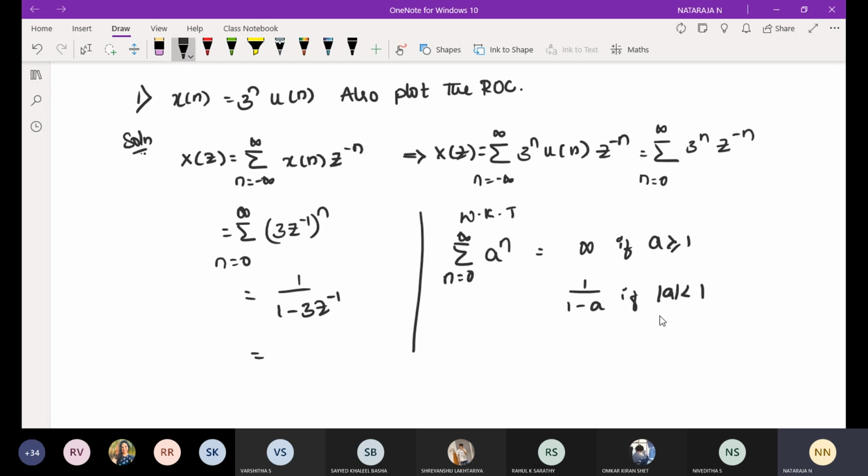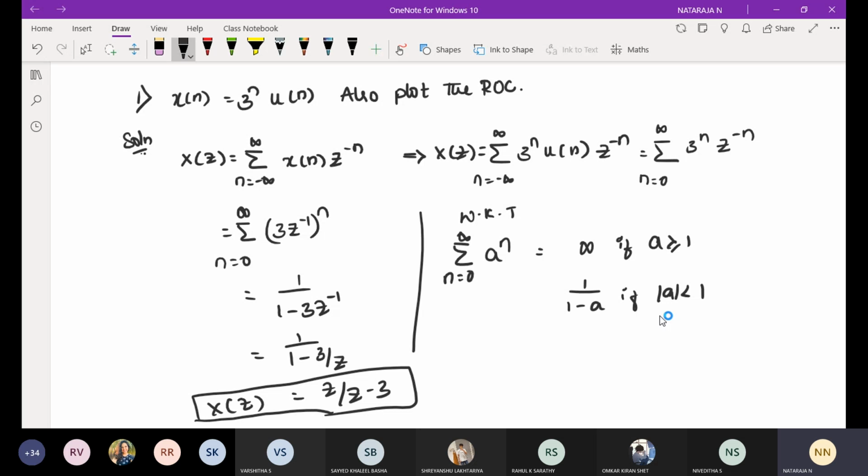Then I can replace this by 1 by 1 minus z inverse, which will be 1 by z. Like that, I can write 3 by z. If I take LCM, you will get z by z minus 3. That is your X of z. This is the solution for X of z.